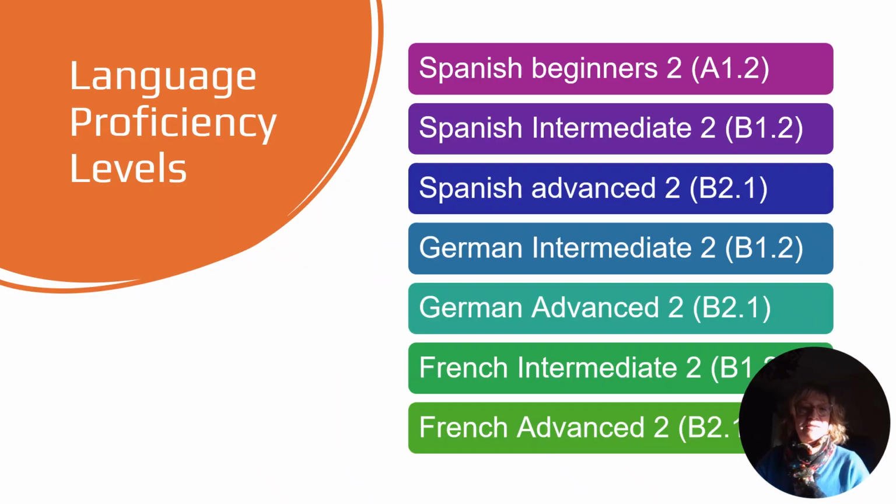These are the levels that we offer in the languages. So we have 3 different levels, 3 levels for Spanish. Semester 2, we offer beginners 2, intermediate 2, and advanced 2. 2 levels for German. We offer German intermediate 2 and advanced 2, and 2 levels for French, and we offer intermediate 2 and French advanced 2.